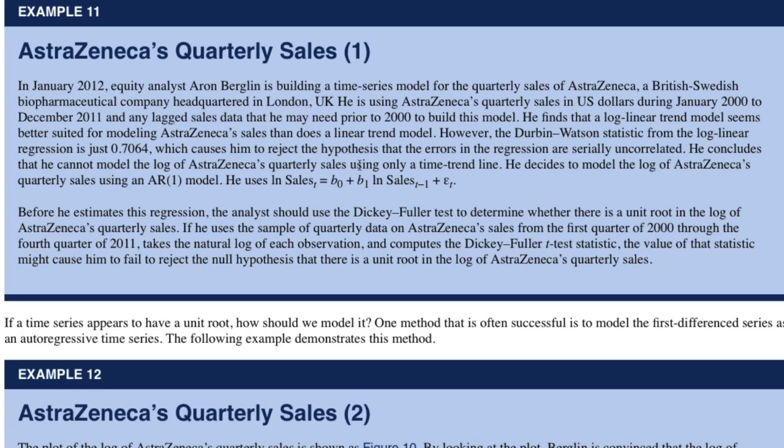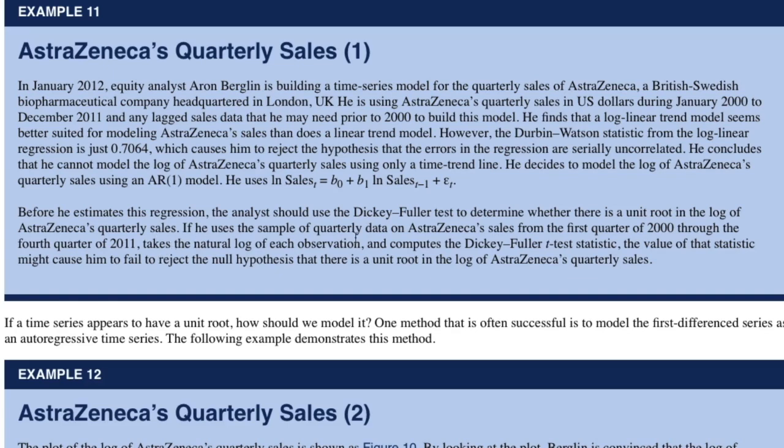Watch what happens now. Before he estimates this regression, he's decided he's going to use an AR1. Stop. Before he estimates this regression, the analyst should use the Dickey-Fuller test to determine whether there is a unit root in the log of AstraZeneca's quarterly sales. If there is a unit root, there's no point in going any further because it is purely just random noise at that point. You're not going to find anything.